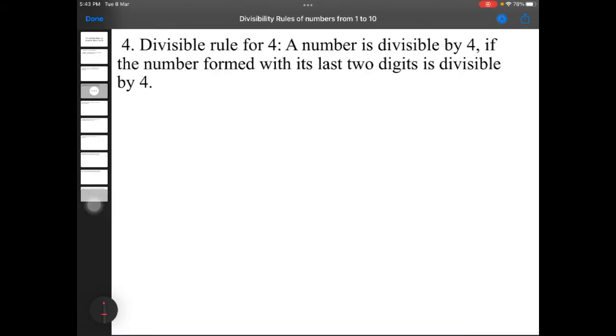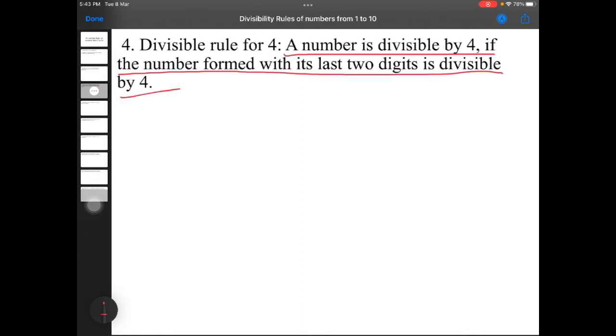The fourth one is the divisibility rule for number 4. What does it say? A number is divisible by 4 if the number formed by its last 2 digits is divisible by 4. What does it mean? It means that for any number, if the last 2 digits of that number are divisible by 4, then that whole number is divisible by 4.